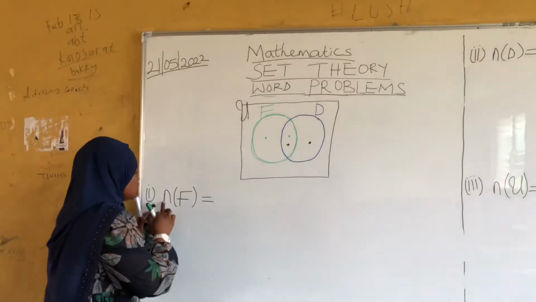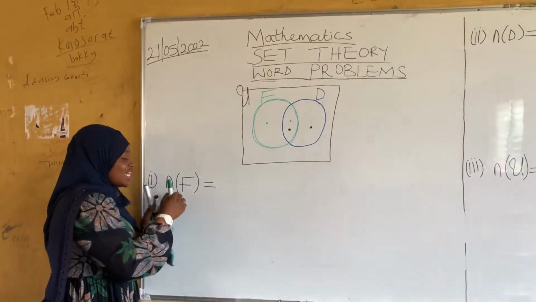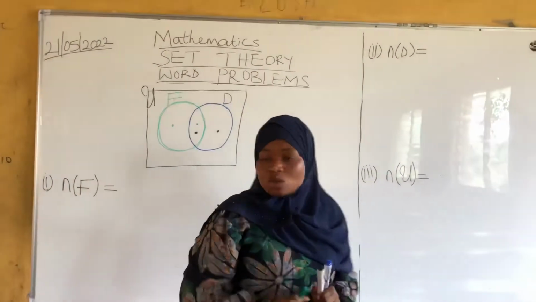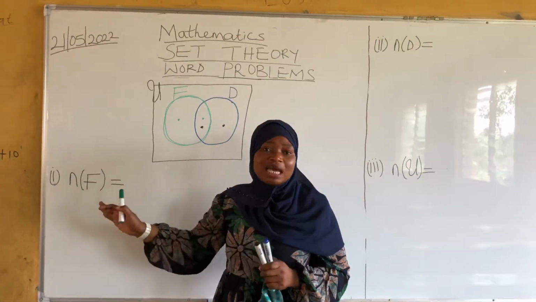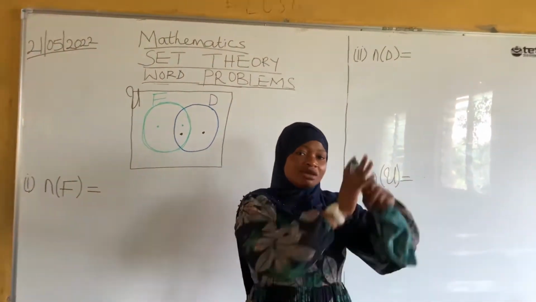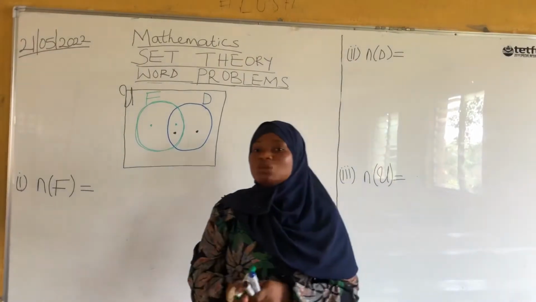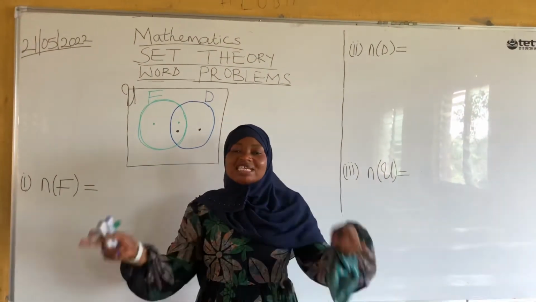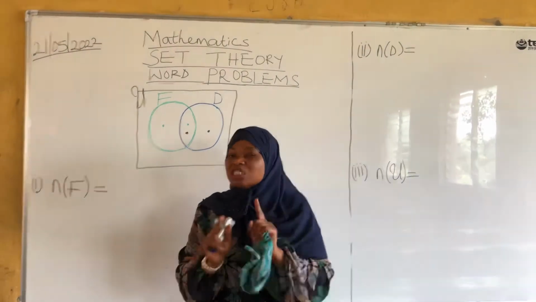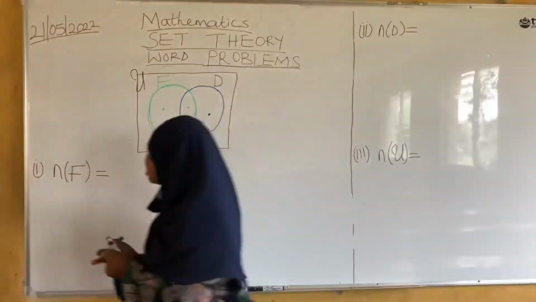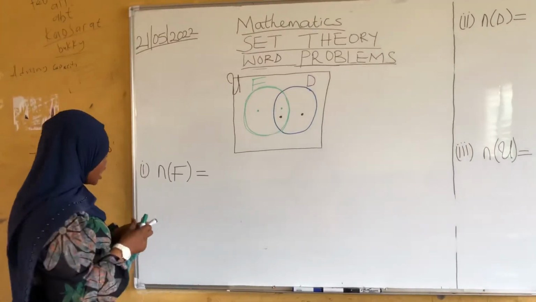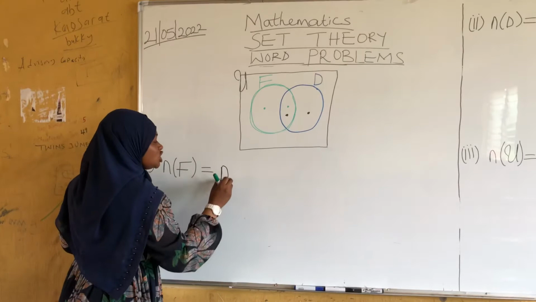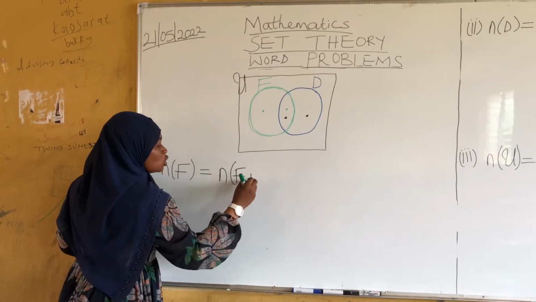Now, the cardinality of Fuji, that is those that dance to Fuji on that day. It doesn't matter whether they dance to only Fuji or they dance to both Fuji and disco. The total of those that danced to Fuji music on that day will be those that dance to Fuji music only and not disco.